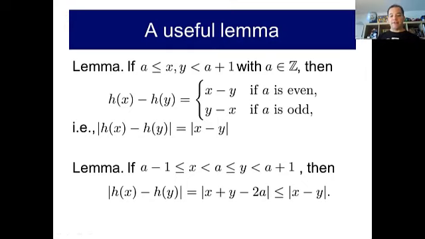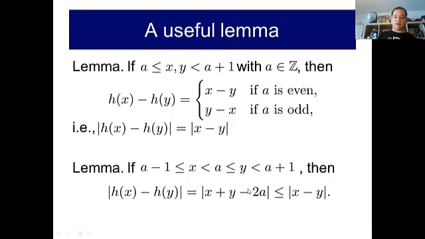But look at the answer. The answer is pretty. In the first case, the difference is either x minus y or y minus x, depending on whether the integer part is even or odd. So you get x minus y or y minus x. And in particular, if you put absolute value, you get the absolute value of x minus y in both cases, right?